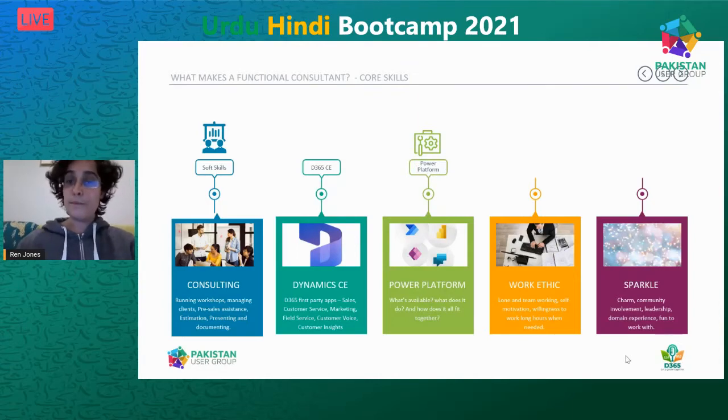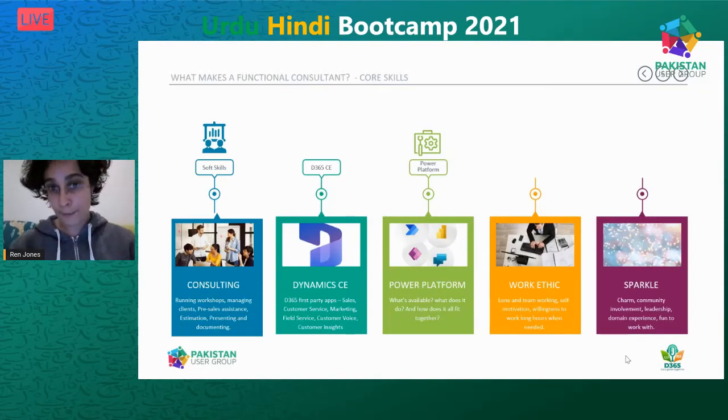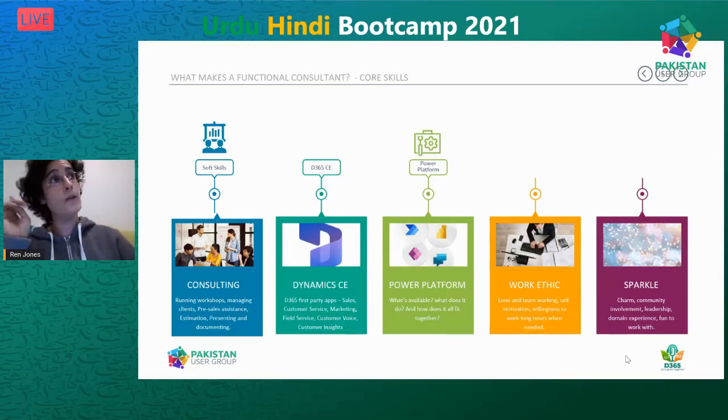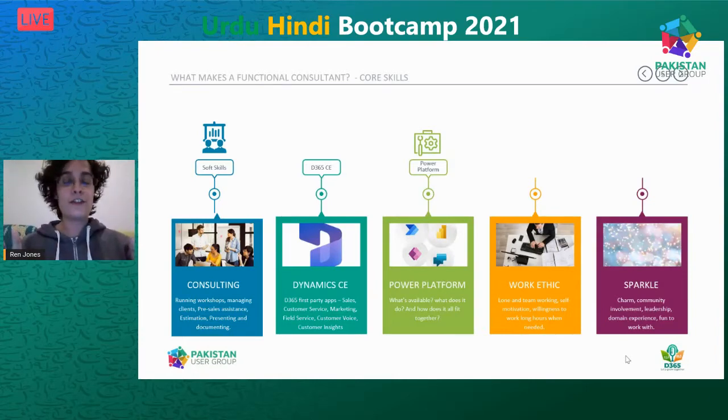Okay, next one, Power Platform. So it's impossible to separate out being a CE consultant from knowing Power Platform now. So again, probably not going to get someone who's a master of all the Power Platform applications. So Power Automate, Power BI, Canvas apps, Power Virtual Agents. But a functional consultant has to know what all these things do, what the functions of them are, and how they fit into a wider CE solution.